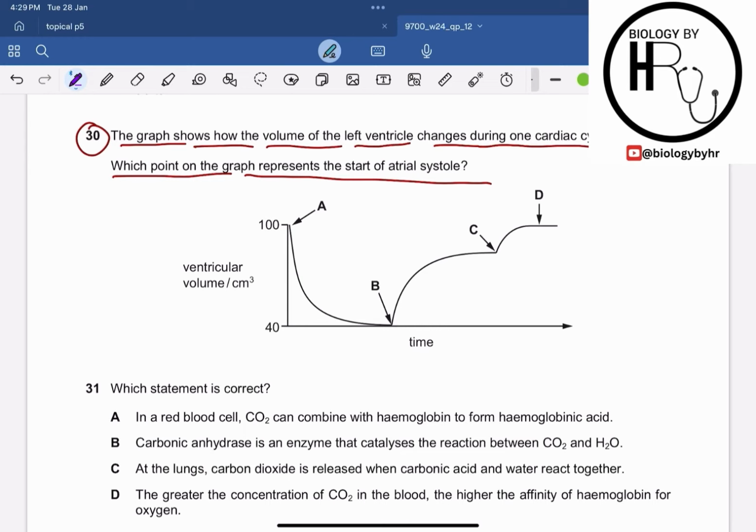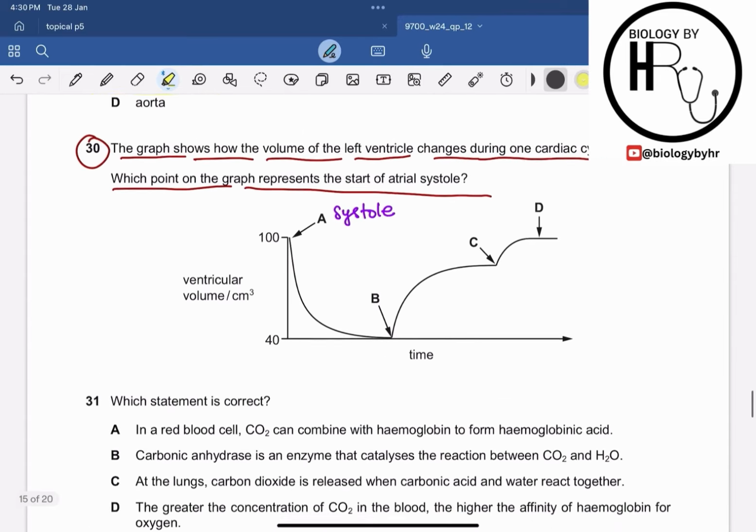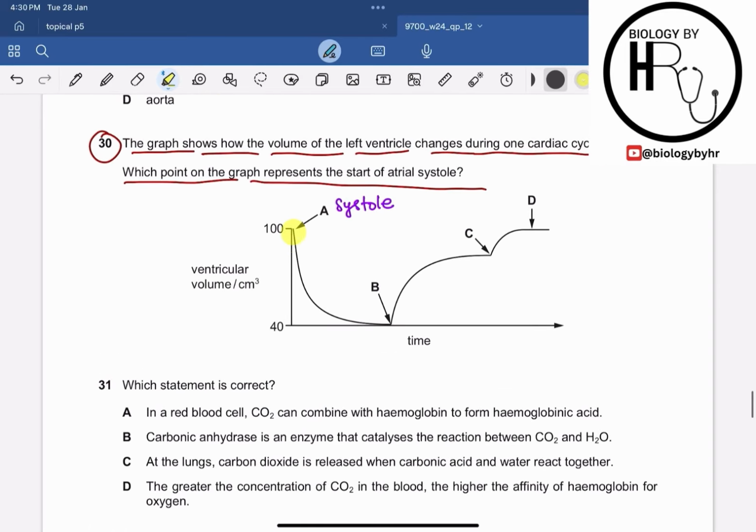Point A over here may be the ventricular systole, because you can see that the ventricular volume is decreasing and it is almost coming to 40, right? And then at point B, what is happening is that the volume is again increasing, which means that it is a diastole. The heart is going through a diastolic phase, where the ventricles are again being filled with blood, right?